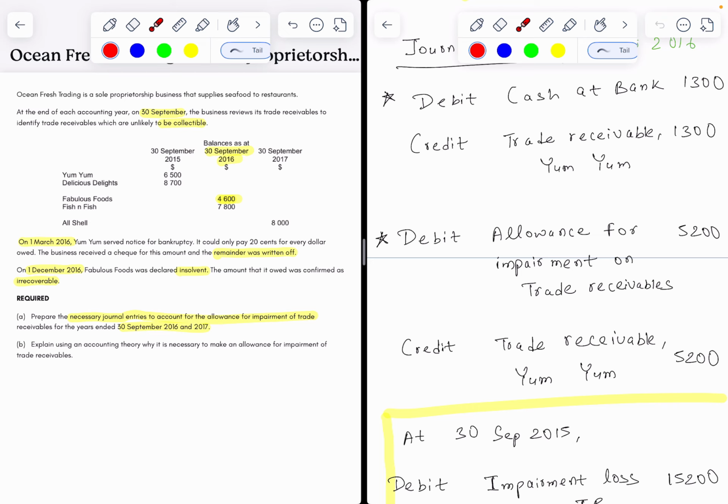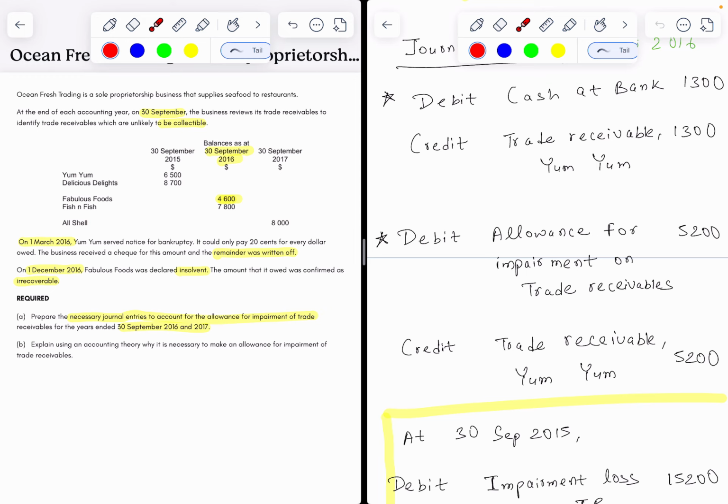So whatever sales we have made on credit to these credit customers, there is a percentage which are based on historical sales and assumptions that we expect not to collect. And that percentage is what we set aside in an account known as the allowance for impairment of trade receivables, which records the possible reduction in the current asset account trade receivables itself.